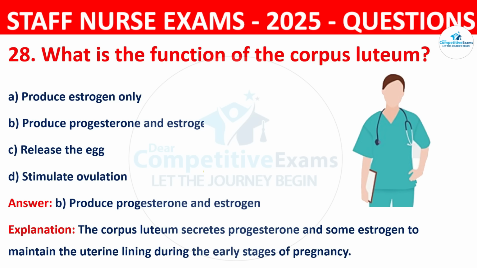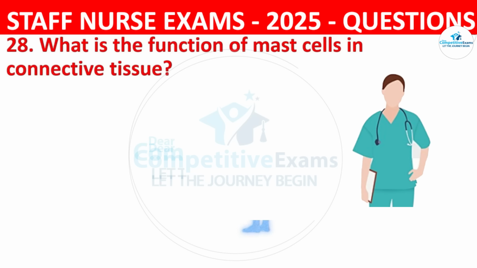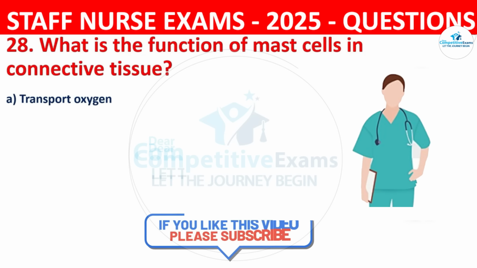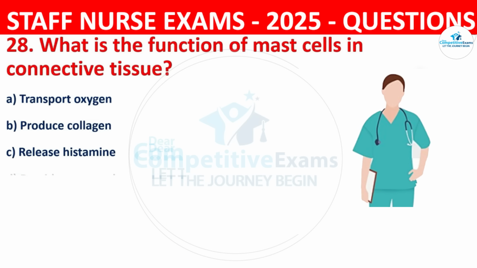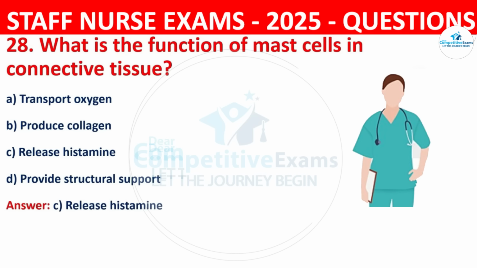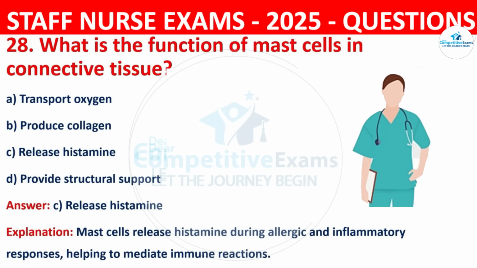Question number 29. What is the function of mast cell in connective tissue? Your options are transport oxygen, produce collagen, release histamine, or provide structural support. The correct answer is C, that is release histamine. Mast cells release histamine during allergic and inflammatory responses, helping to mediate immune reaction.